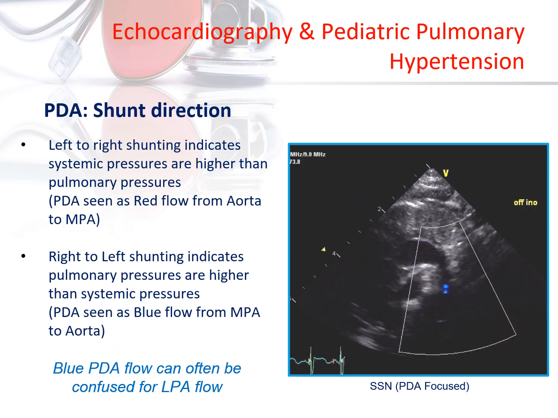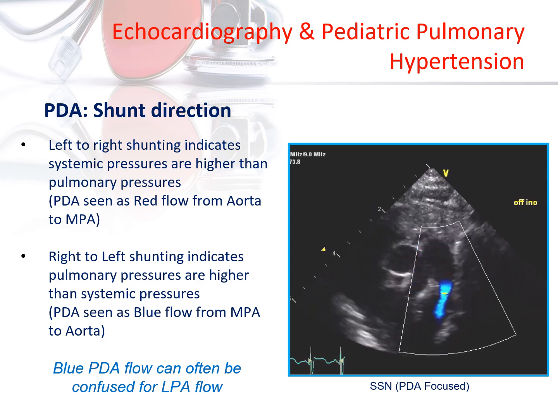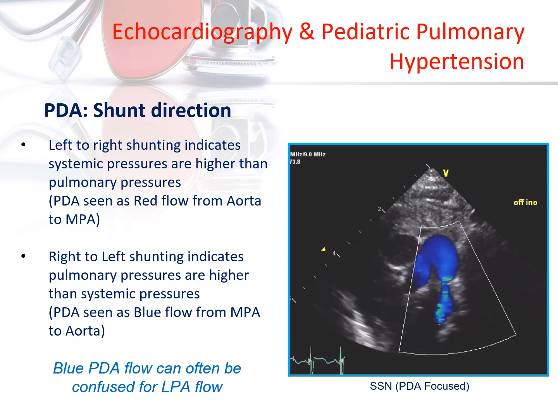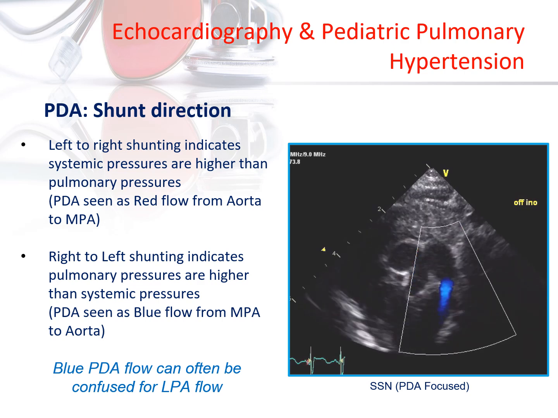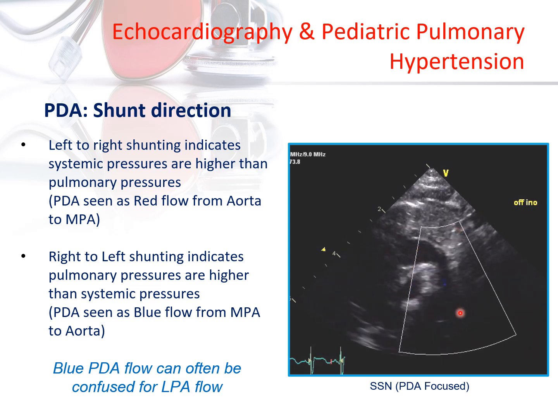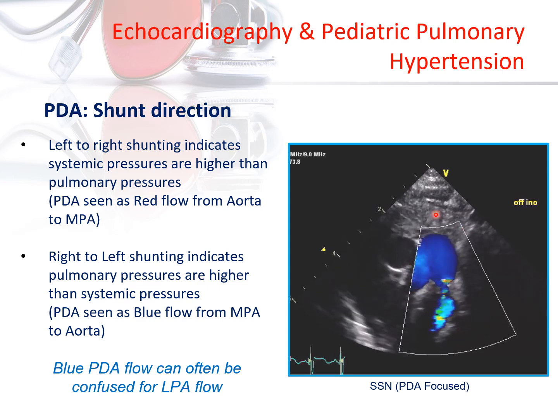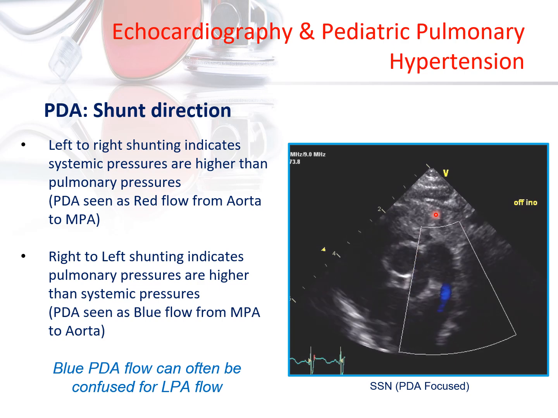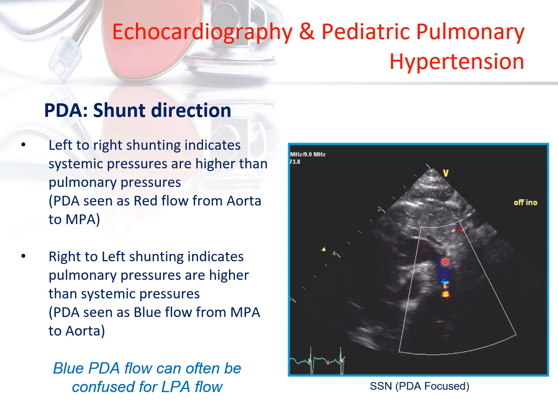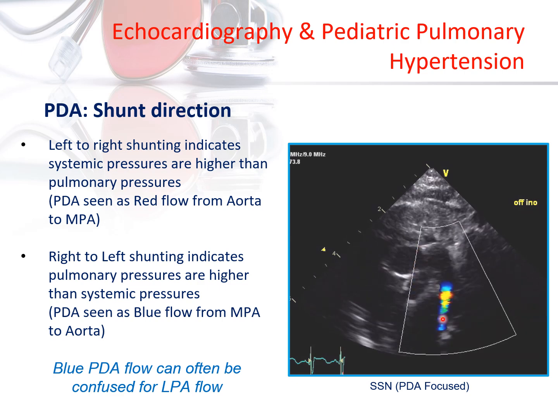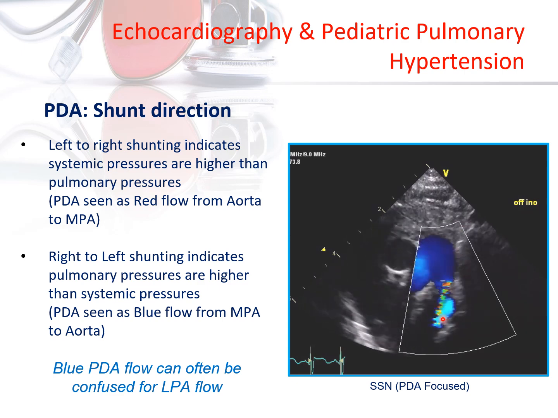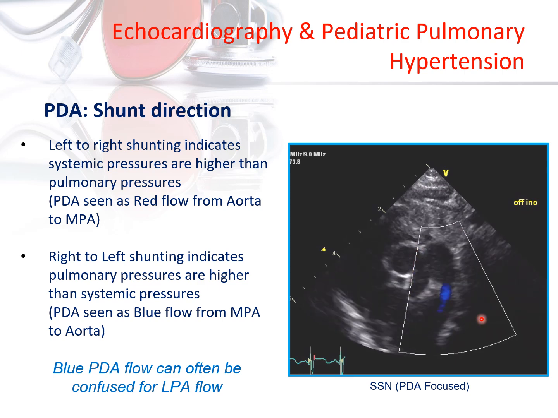Okay, PDA shunt direction. Left to right shunting indicates that systemic pressures are higher than pulmonary pressures, which is typically what you'll see. And the way you see that is the PDA will be seen as a red flow from the aorta up into the MPA. However, as you see in this video, you have right to left shunting, which indicates that pulmonary pressures are higher than systemic pressures, and that shows as a blue flow coming from the MPA down into the aorta. Now, a word of caution here, the blue PDA flow can oftentimes be confused for LPA flow.